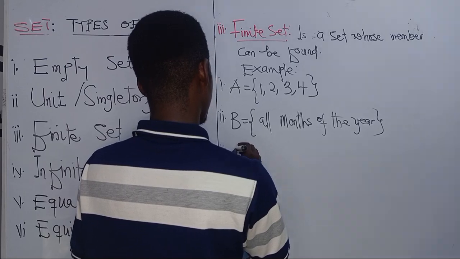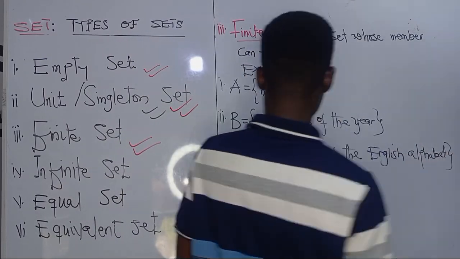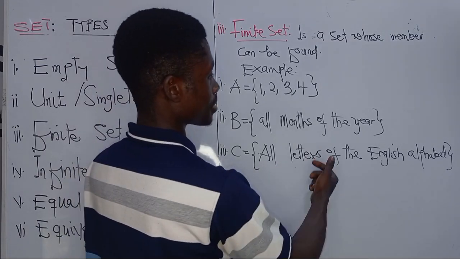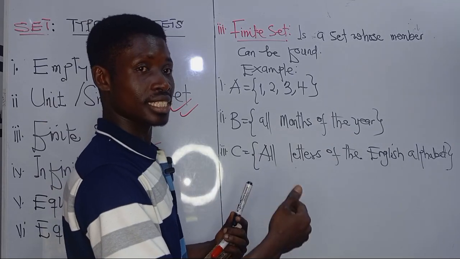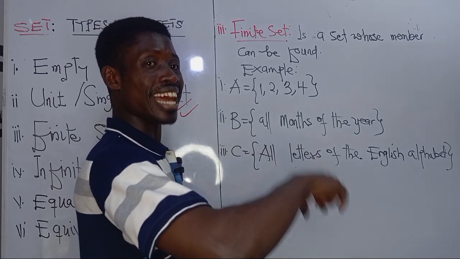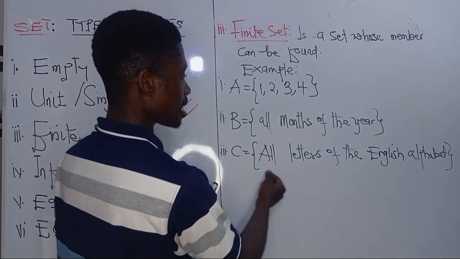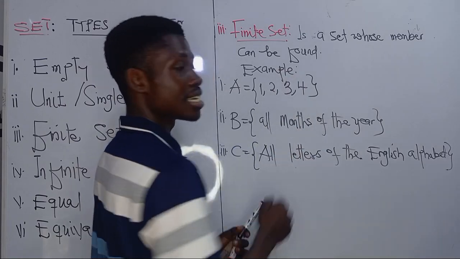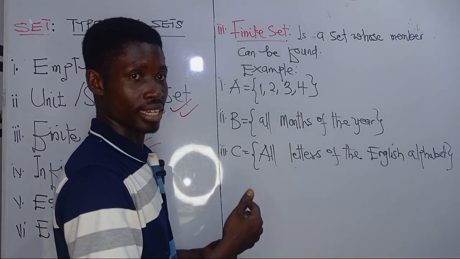Now we can also talk of set C, which contains the letters of the English alphabet. We know that the letters of the English alphabet come to an end, and we can locate the last letter of the English alphabet. So this set becomes what? A finite set because the last element can be found, and that is what? Z. So this set is a finite set.